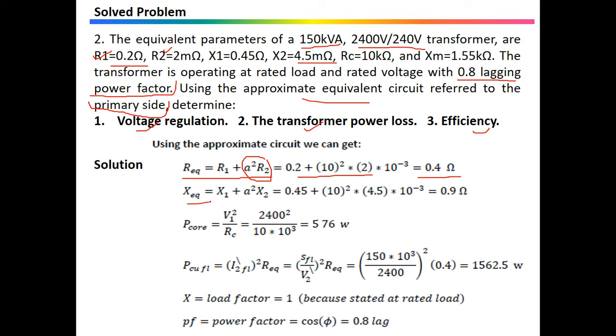Similarly, we can calculate the reactance on the primary side. So it is again A square X2, where X2 is the reactance on the secondary side referred to the primary. On solving this, the X2 value is again given in milliohm, so again we have to convert it. In solving, it gives us 0.9 ohm.